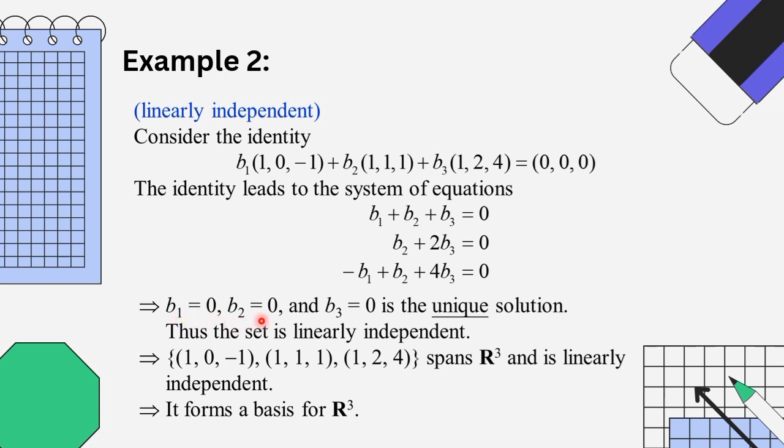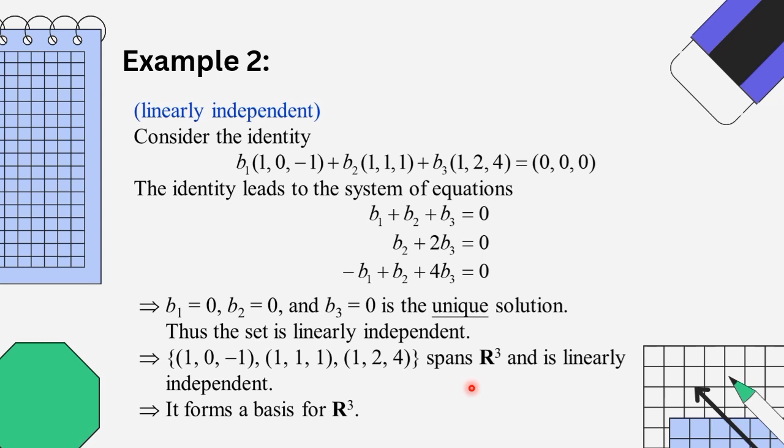Now, as you can see, the detailed solution is not presented on this slide, so we will present it later. But since we got 0 for each value of b sub 1, b sub 2, and b sub 3, we can say that the set is linearly independent. So we can say that 1, 0, negative 1, 1, 1, 1, and 1, 2, 4 spans R3 based on our solution in the first part, and is now linearly independent. This means that our set forms a basis for R3.